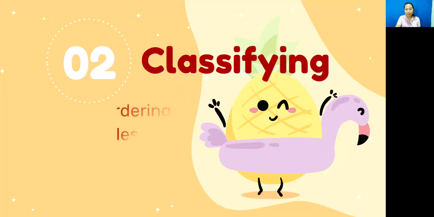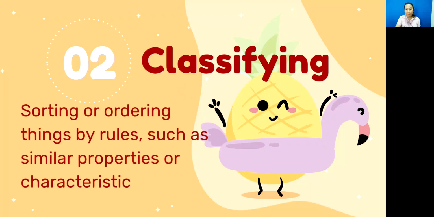Okay, classifying is sorting or ordering things by rules, such as similar properties or characteristics. When we say classify, we group them, okay? We group them together, which has the same properties and which has different properties. So remember, sorting means grouping, okay? We group them. To classify, we need to group the things. Grouping or sorting. So let's have some examples.